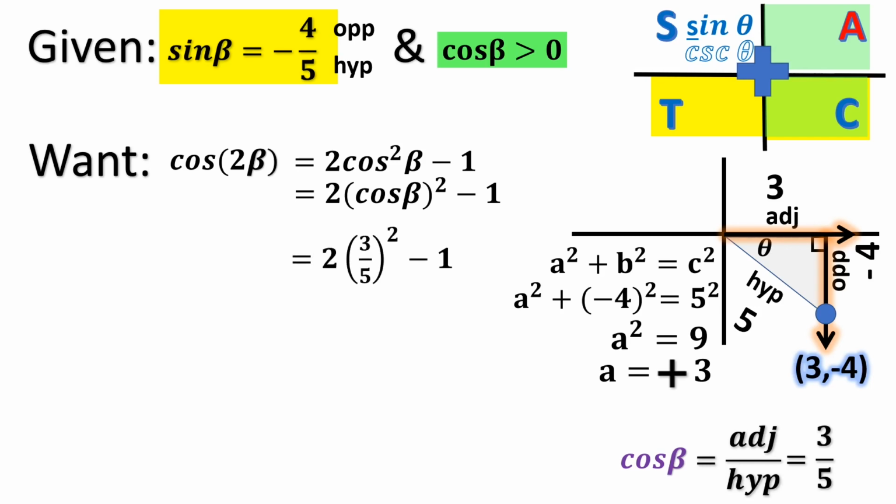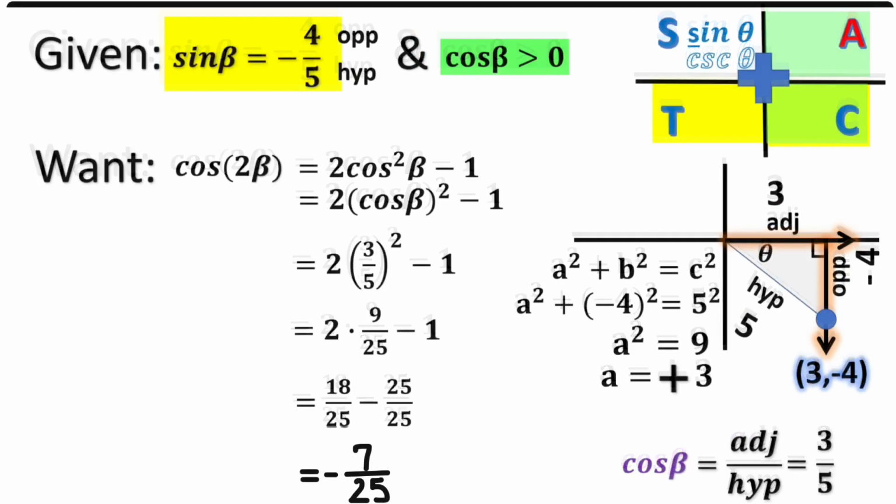After substituting, we begin to simplify, squaring the fraction, and then multiplying 9/25 by 2. When we go to subtract 1, we'll use 25 over 25, and the answer is negative 7 over 25.